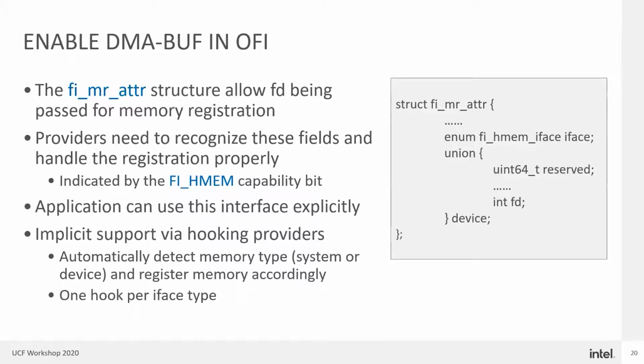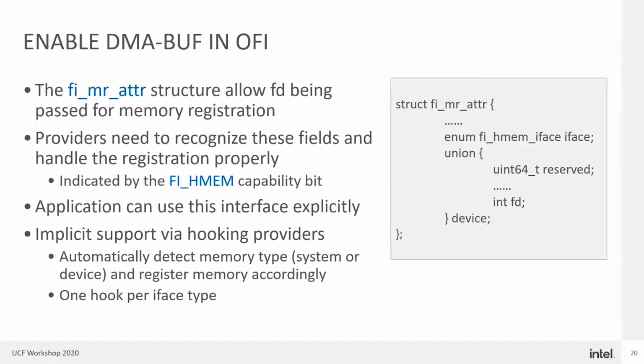At the higher level, we want to enable DMA buff in some middleware. One example is OFI. For OFI, the fi_mr_attr structure has space for device memory. It has the interface argument to distinguish between different APIs for memory allocation. So APIs that use DMA buff will be presented as a certain type. And for that type, the file descriptor is available as a parameter in this structure. And the provider needs to recognize those fields and handle the registration properly by calling the new verbs functions.